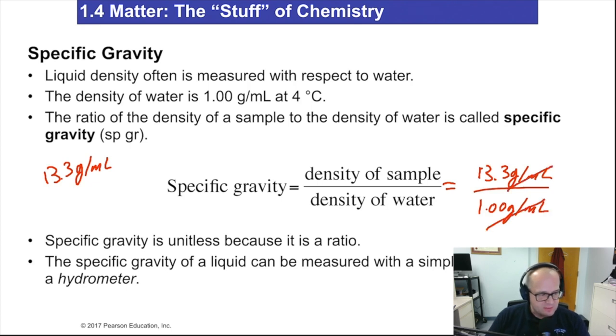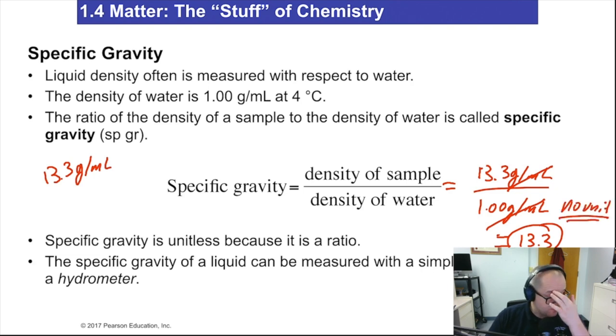Okay? So specific gravity is literally a unitless number. It has no units. And the specific gravity of this metal is 13.3. No units. Because specific gravity is the density of a sample divided by the density of water, and the units cancel themselves out, leaving you with simply a number. Pretty cool, huh?